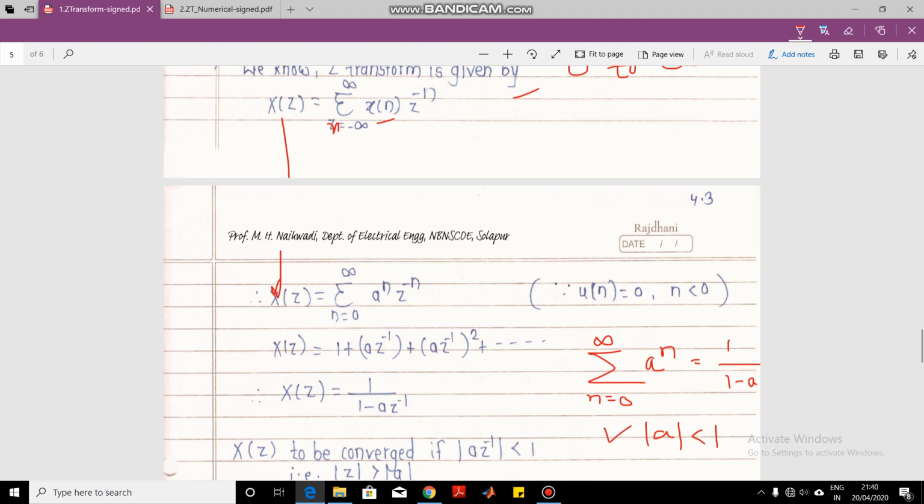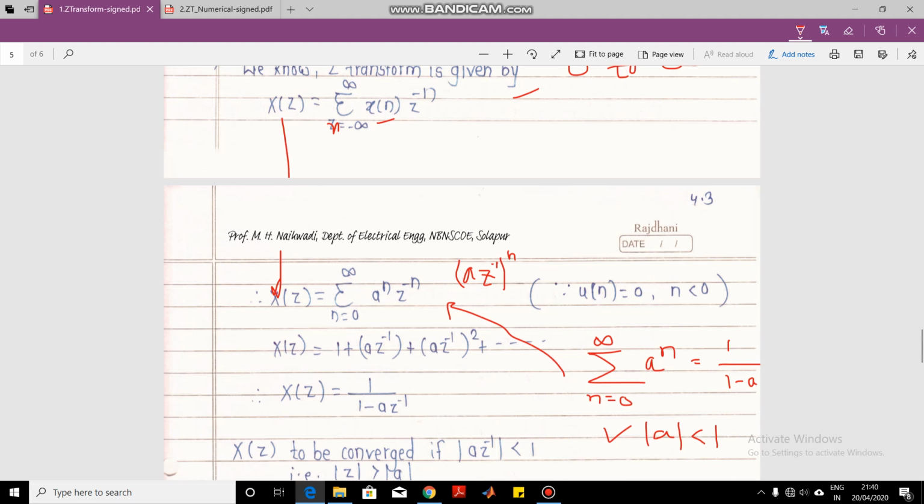So we apply this formula here for this summation. If we fit this formula here, it is summation n equal to 0 to infinity a raised to n. So here our a raised to n will become a into z raised to minus 1, all raised to n.